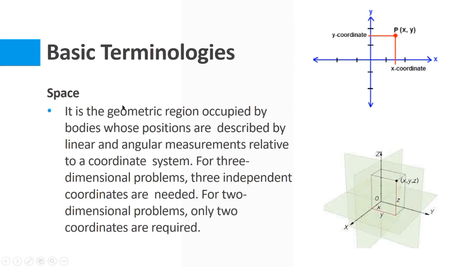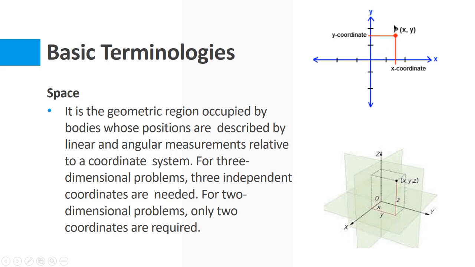Now let's discuss some basic terminologies. The first one is space. Space is a geometric region occupied by bodies whose positions are described by linear and angular measurements relative to a coordinate system. For three-dimensional problems, 3 independent coordinates are needed. For two-dimensional problems, only 2 coordinates are required. So space is actually a geometric region in which we have to locate the position of a body.